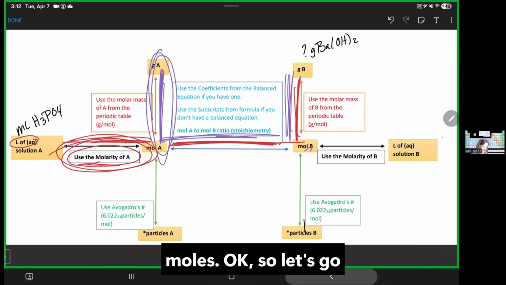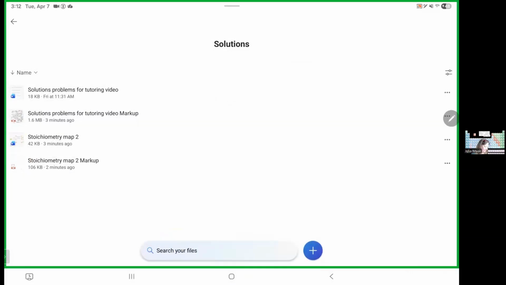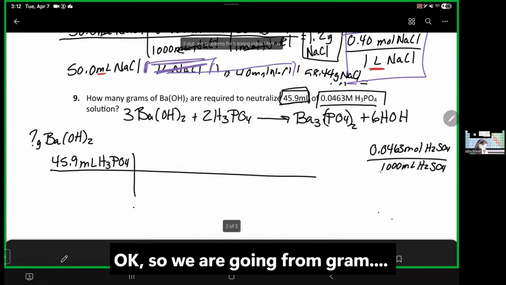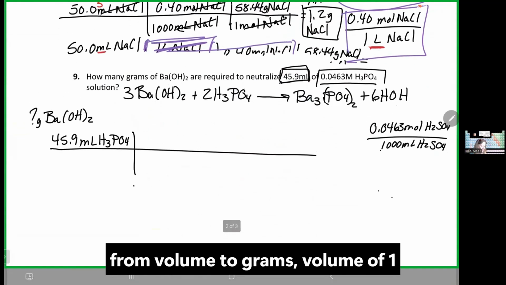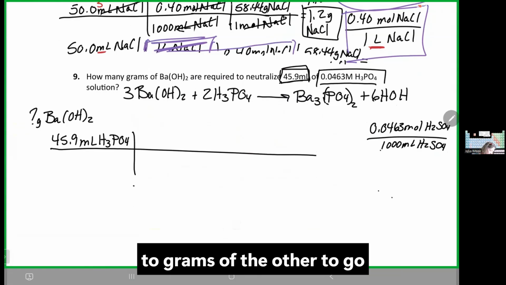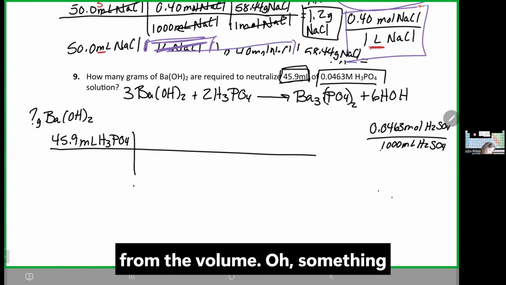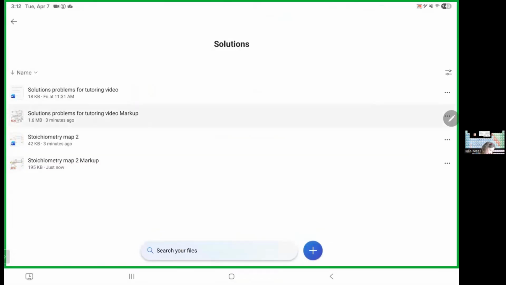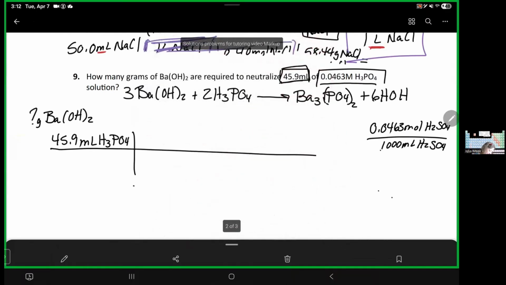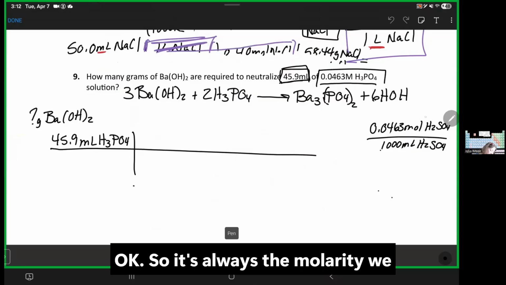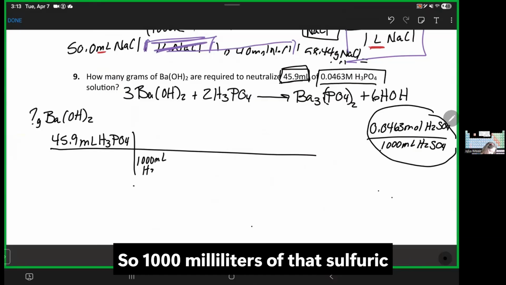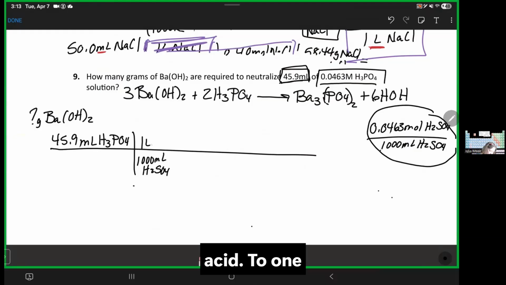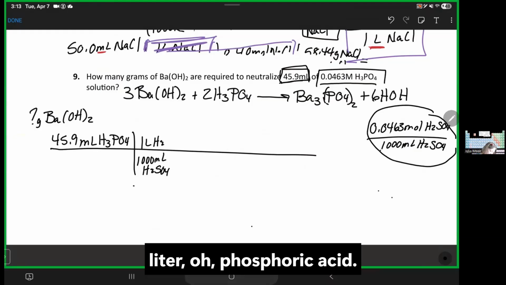Okay, so to go back to that paper. Okay. So we are going from volume to grams, volume of one to grams of the other. To go from the volume, oh, something went weird here. Okay, so it's always the molarity. We have that molarity that they gave us. So 1,000 milliliters of that sulfuric acid to 1 liter, oh, phosphoric acid.